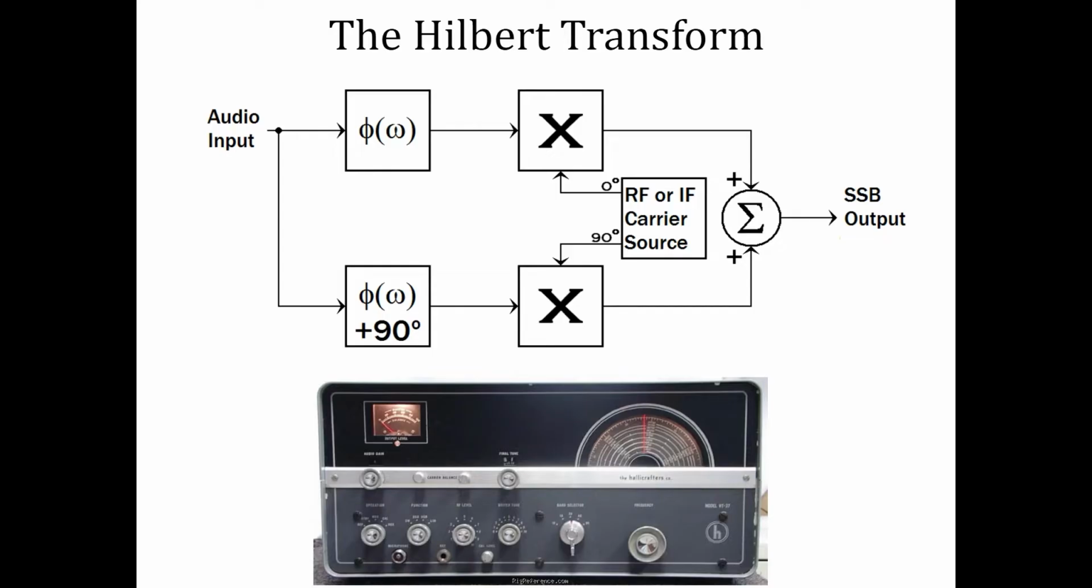In that method, we take our input audio and apply it to a phase difference network. Over the range of speech frequencies, the two outputs of the phase shift network are shifted 90 degrees from one another. One output was the Hilbert transform of the other output. Then we applied these two phase-shifted audio signals to a pair of mixers driven in RF quadrature, summed them, and we had single sideband. This method directly produced the Hilbert transform.